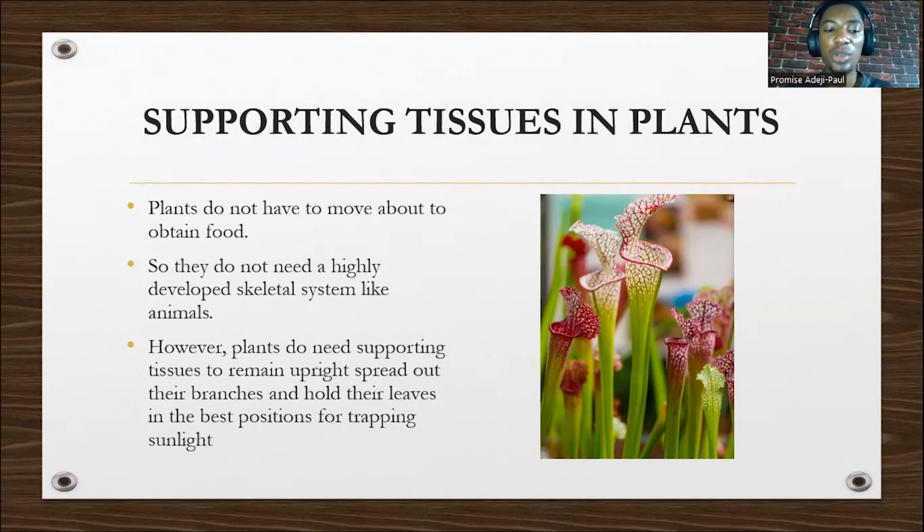However, plants do need supporting tissues to remain upright, to spread out their branches, and to hold their leaves in the best position for trapping sunlight.